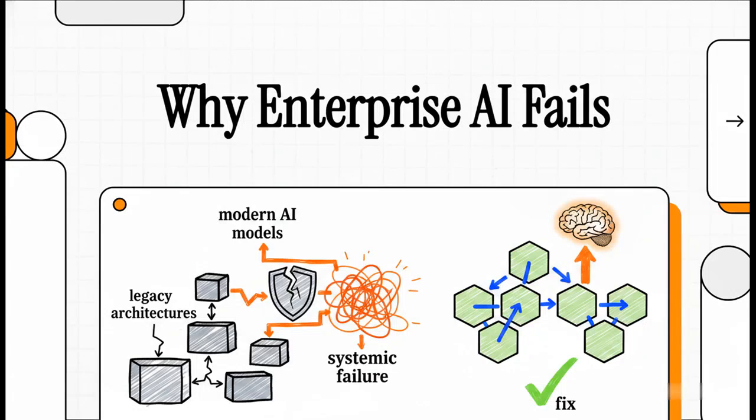If you are an engineer, a systems architect, or really anyone working right now in the trenches of enterprise tech, this one is for you. Today we're unpacking a massive, often ignored architectural flaw. We're going to look at exactly why deploying modern AI models on top of disconnected legacy architectures inevitably leads to systemic failure. And, more importantly, we'll talk about how we actually fix it.